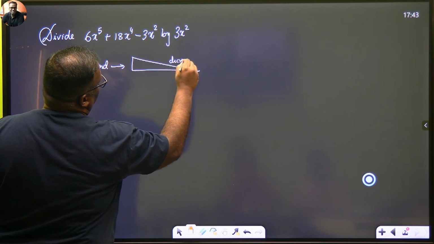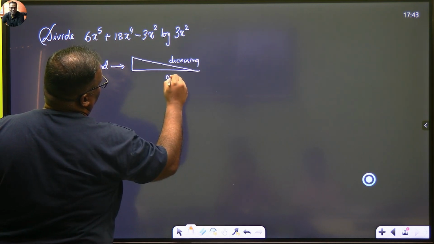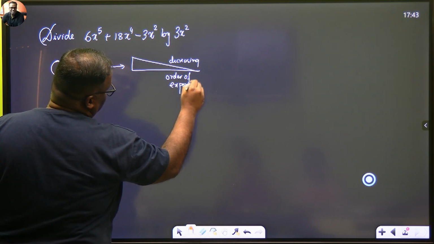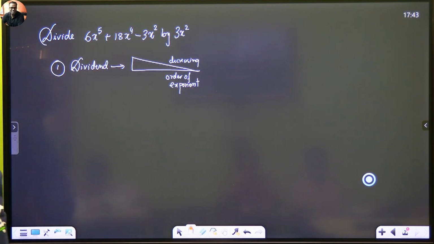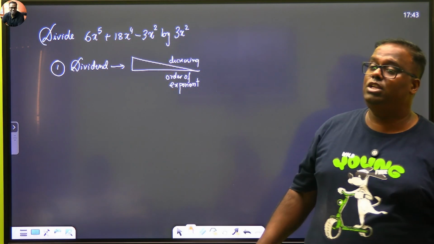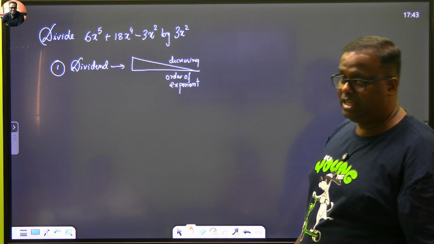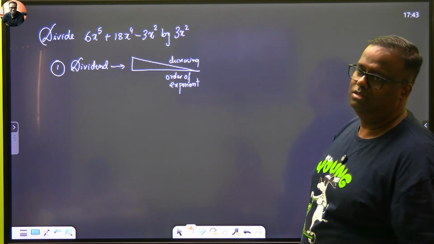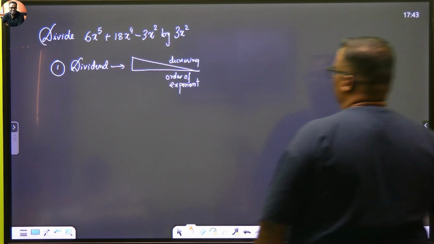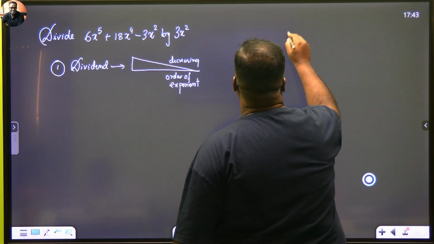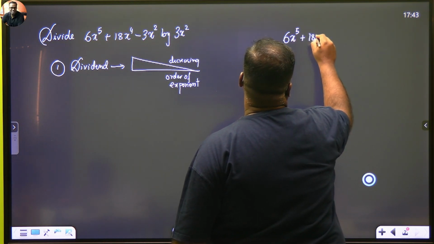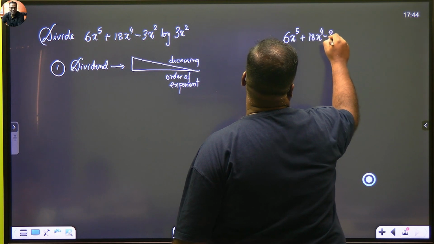decreasing order of exponent. Though I am again saying in grade 8, the type of questions you will get, they will give it to you in a spoon feeding manner in which the things will be in a decreasing order. But still, checking is your responsibility. So have we got this in decreasing order? Very good. So now we write our dividend, 6x to the power 5, then plus 18x to the power 4 minus 3x squared.